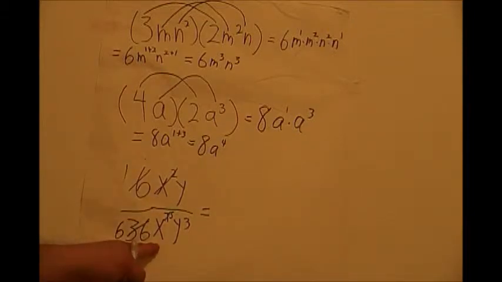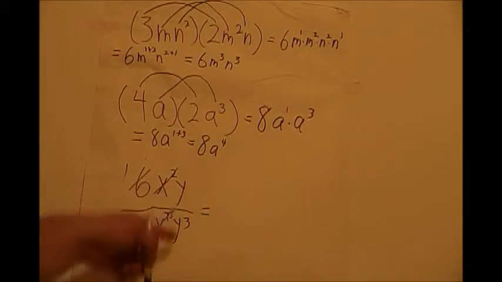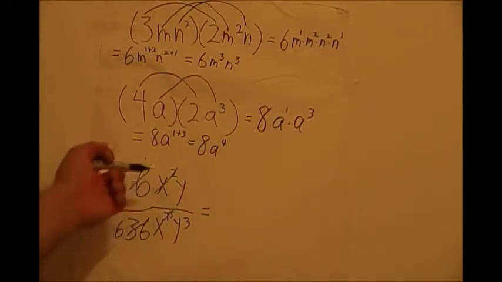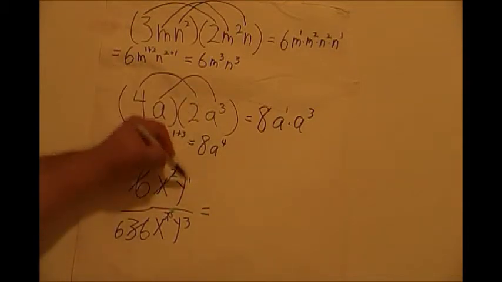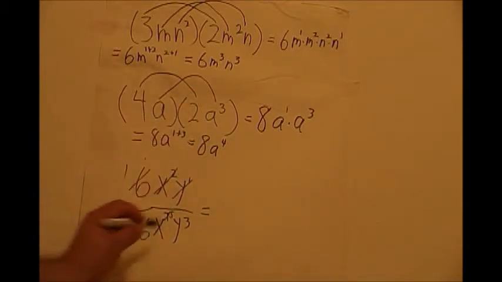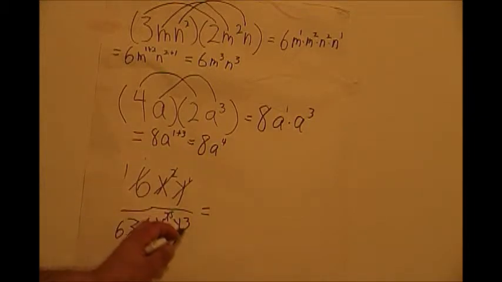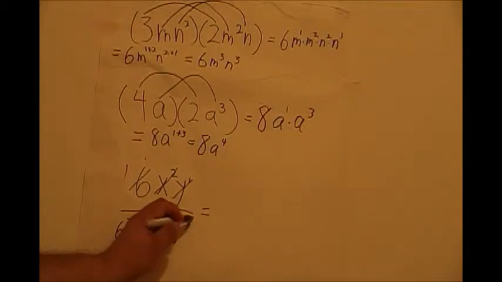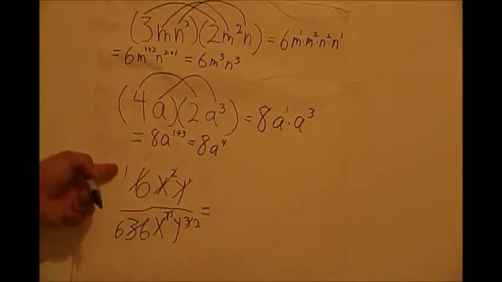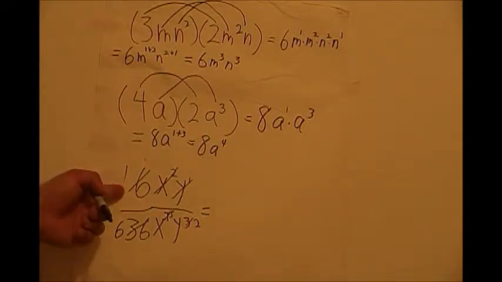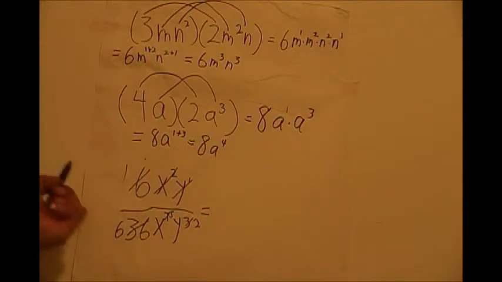Okay, then we have y over y cubed. Which one has the lesser power? Y, right? Because that's y to the 1. So the y to the 1 cancels, and for the y cubed we're going to take away 1 of it, right? So 3 minus 1 is 2. Alright, so we did some cancellation here. So what's left on the top? We have a 1, and the rest cancel, right?